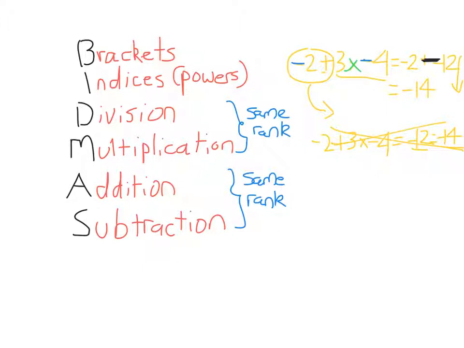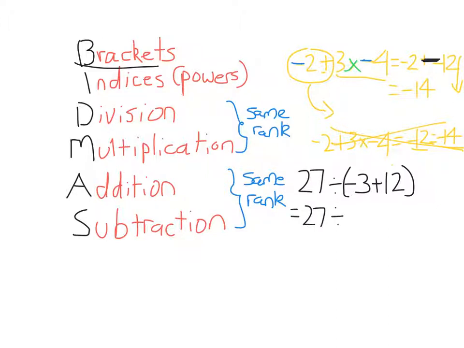All right, let's look at a more complicated example. 27 divided by (-3 plus 12) in brackets. So we do whichever comes in the brackets first. So this will be equal to 27 divided by, now -3 plus 12 is +9. So this is just 27 divided by 9, which is 3. Once again, note, I'm working down the page.